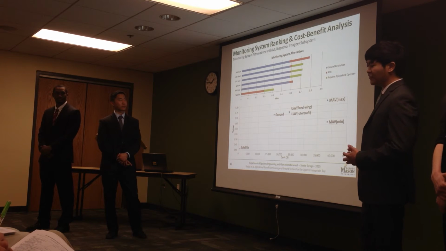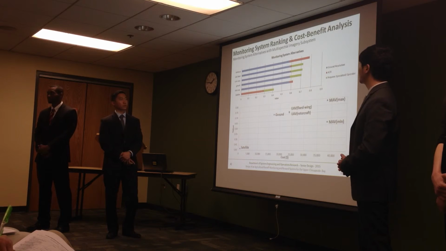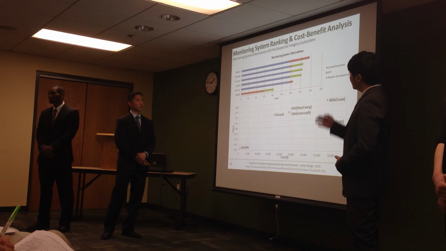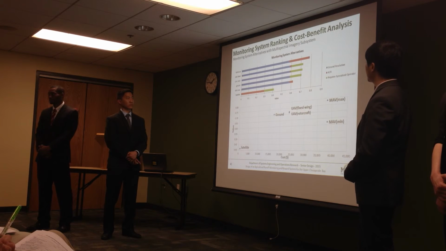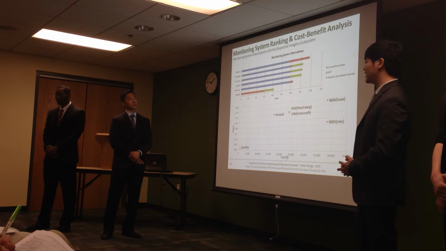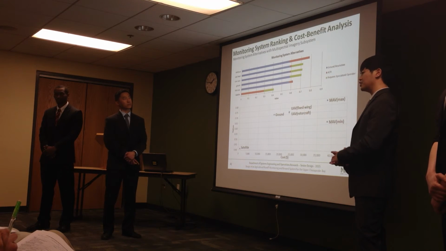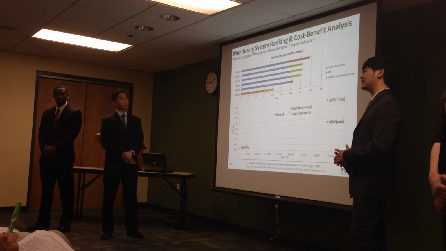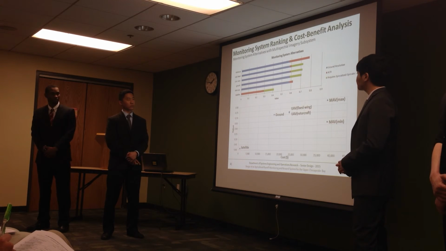So having the values and preference from the sponsors, we came up with this monitoring systems ranking. The top chart shows our rankings for alternatives. The highest ranked system was manned aerial vehicle at maximum height, which has reasonable ground resolution and has the second highest ACR, area coverage rate.